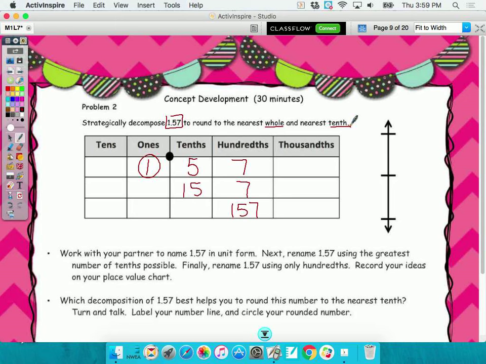So what numbers in the tenths place would help me? Good, the 15. Now, 15 tenths in unit form, and then 15 tenths in standard form, 1 5/10. What number comes after 15? Good, 16 tenths equals 1 6/10. Okay, halfway between 1 5/10 and 1 6/10.